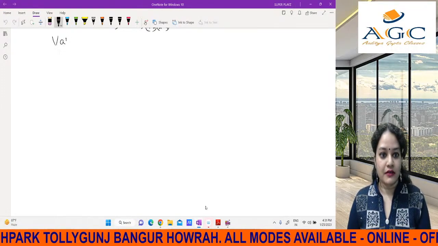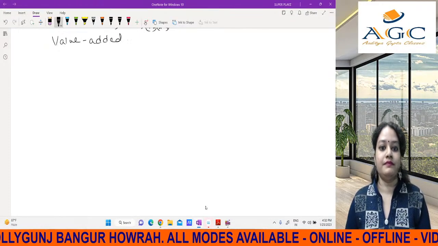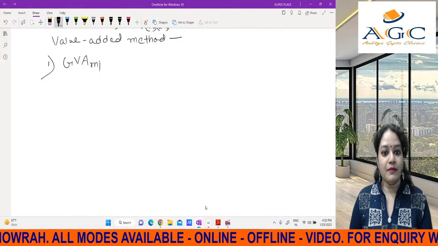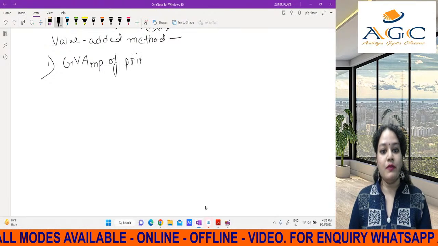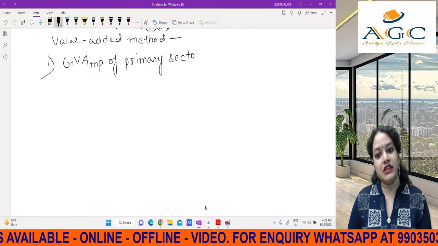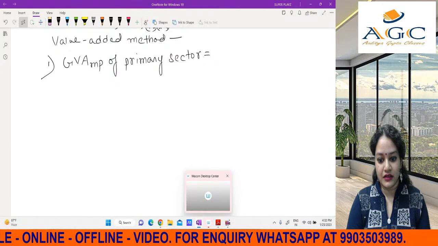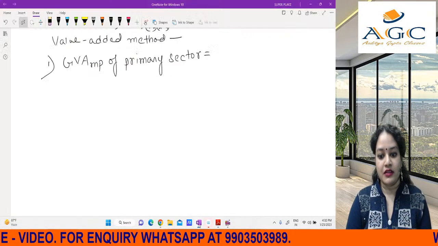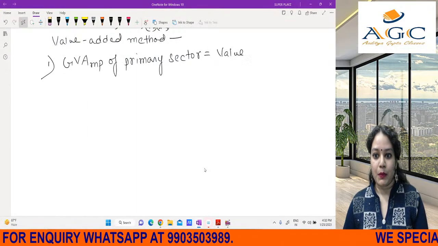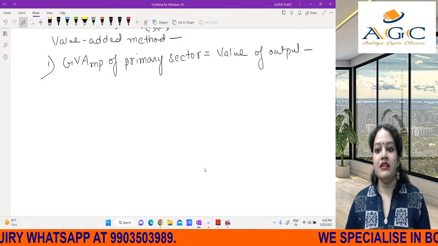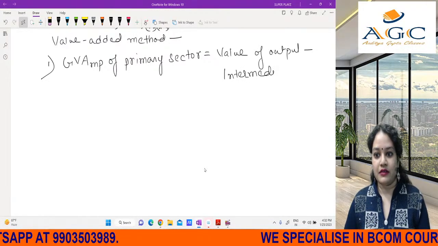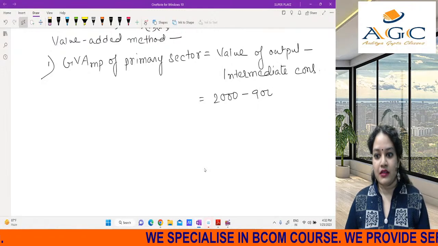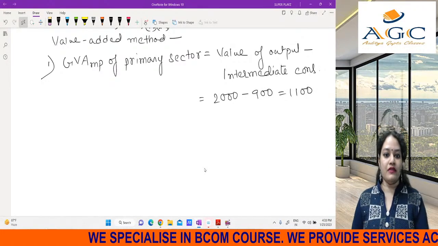So we will be starting with the value added method. Our step one was to find out GVAMP of all the sectors, starting with the primary sector. The formula was value of output minus value of intermediate consumption. So what is the value of GVAMP of primary sector here? Value of output in primary sector is 2000 and intermediate consumption is 900. So the values would be 2000 minus 900, and that would be our 1100.